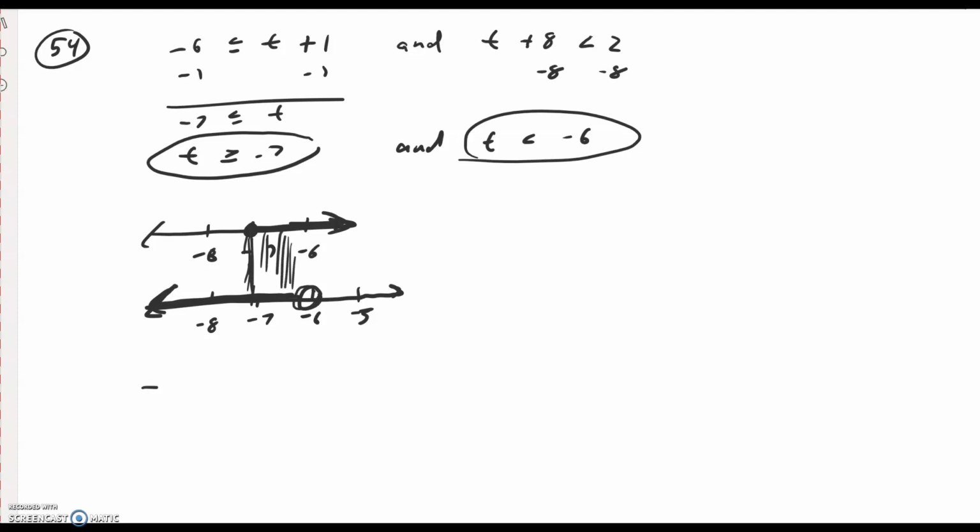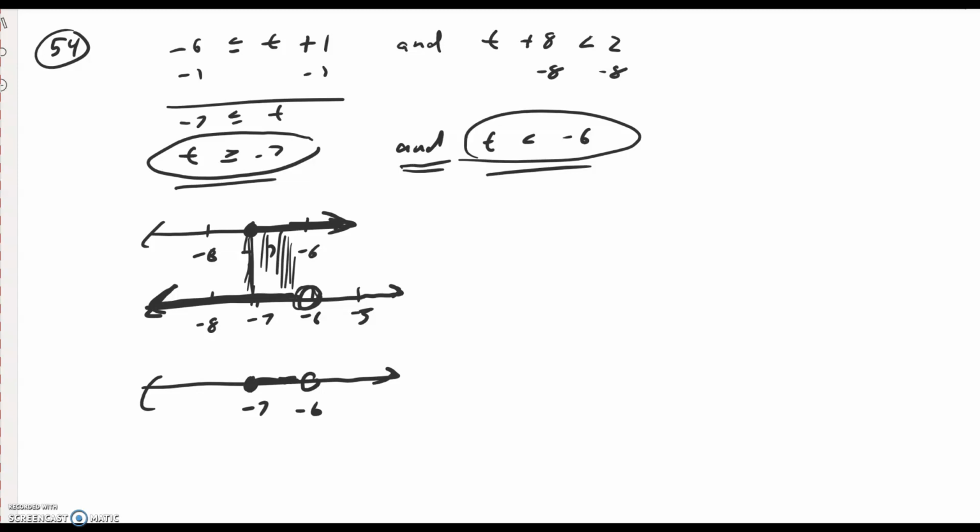So it looks as if the intersection, the "and" of these two groups of numbers, is where they overlap, and it looks like they overlap at -7, and they continue overlapping, but then at -6 this one no longer is shaded, so it looks like it's this little piece. So how do we put that in set builder notation?